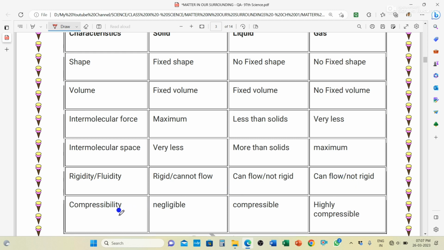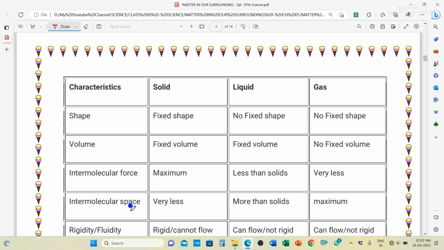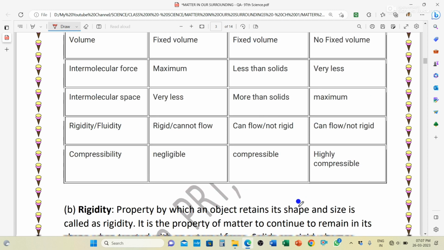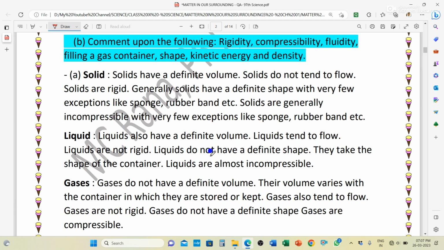Then if you talk about compressibility, in the case of solids, compressibility is negligible, very less. You can't compress them by physical means, that means by your hand you can't compress; you have to use some machines, and even that is negligible. In the case of liquids, you can compress, that is compressible. In the case of gas, it is highly compressible. And here I have written some points about solids, liquids and gases.